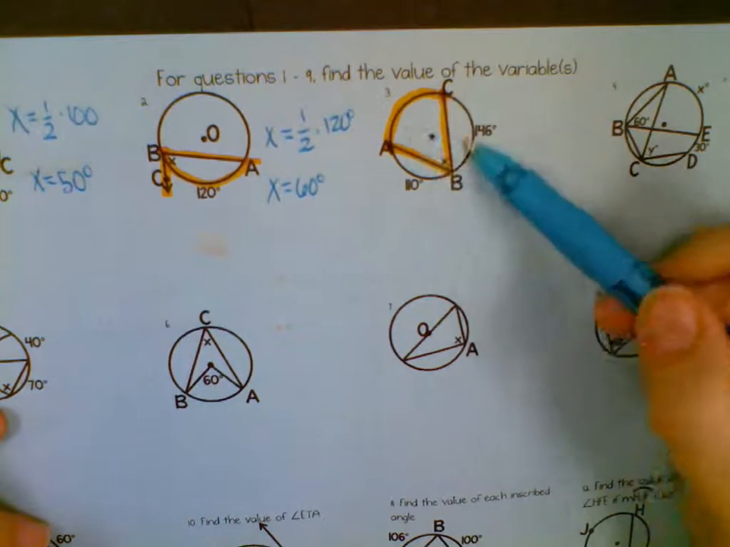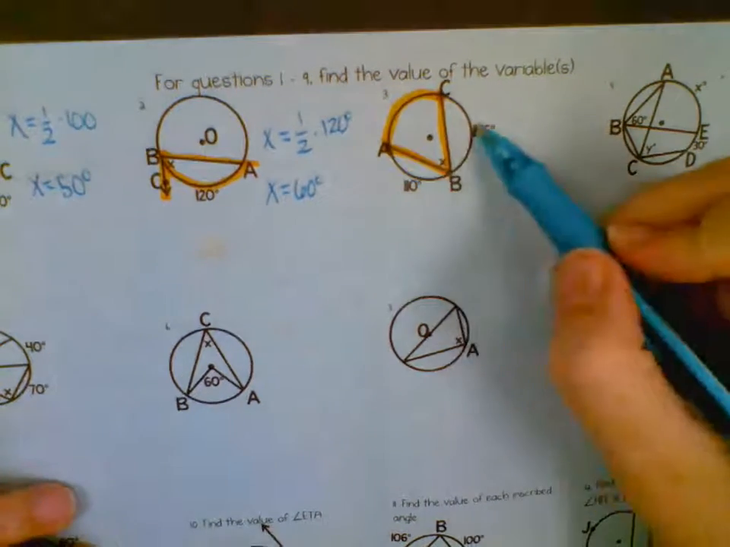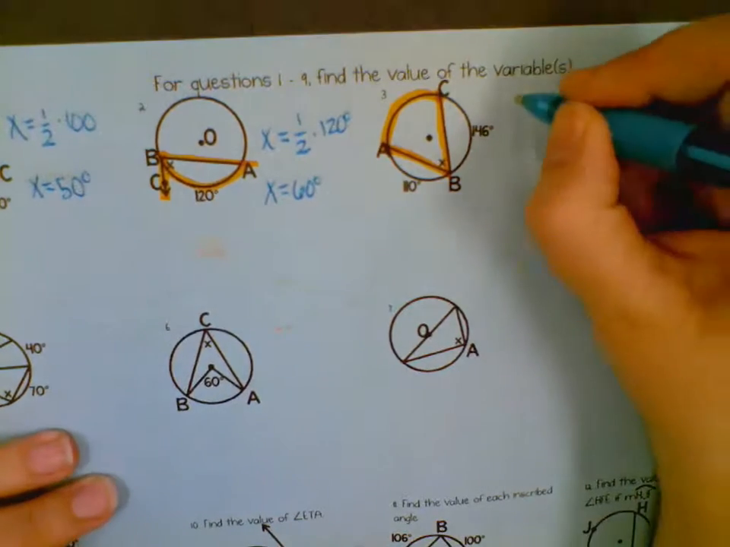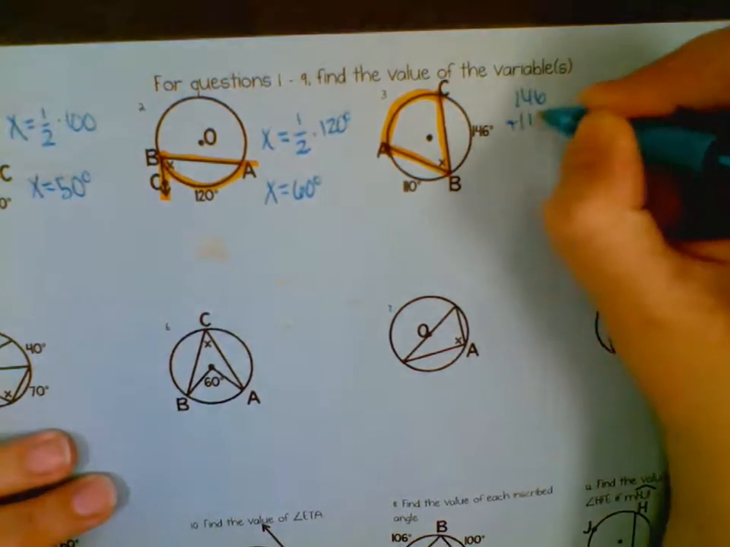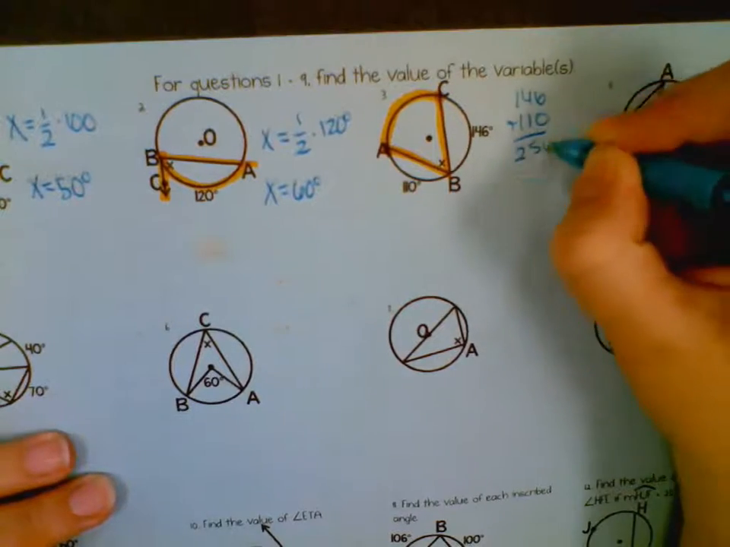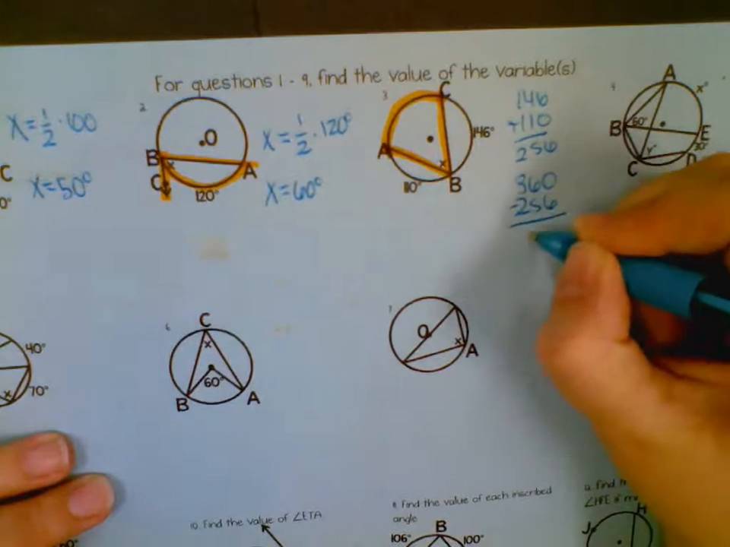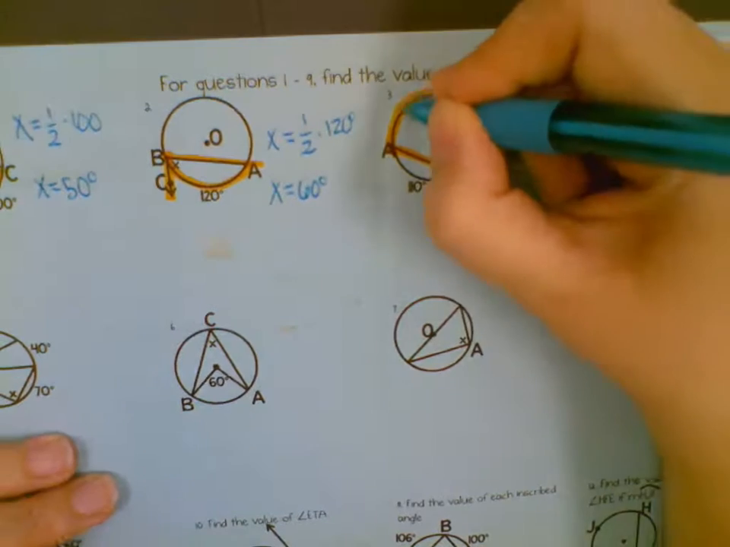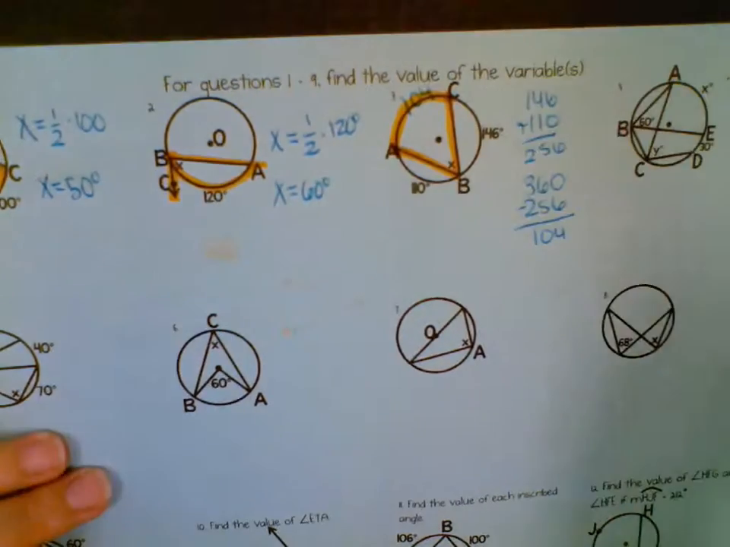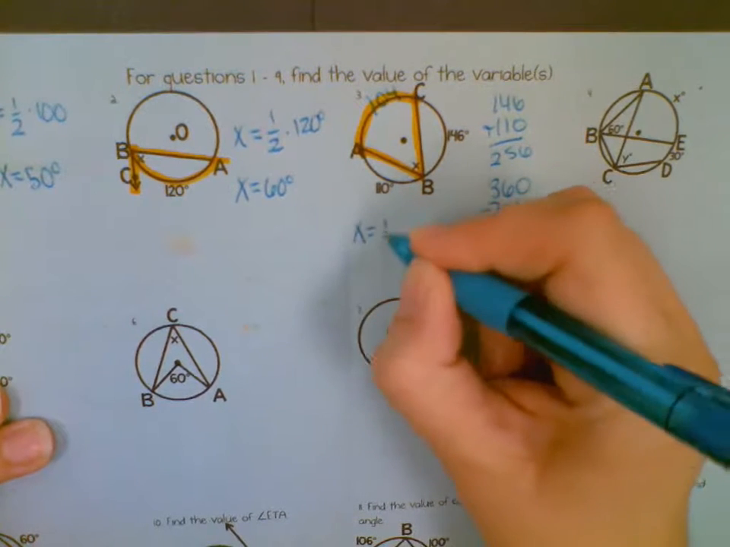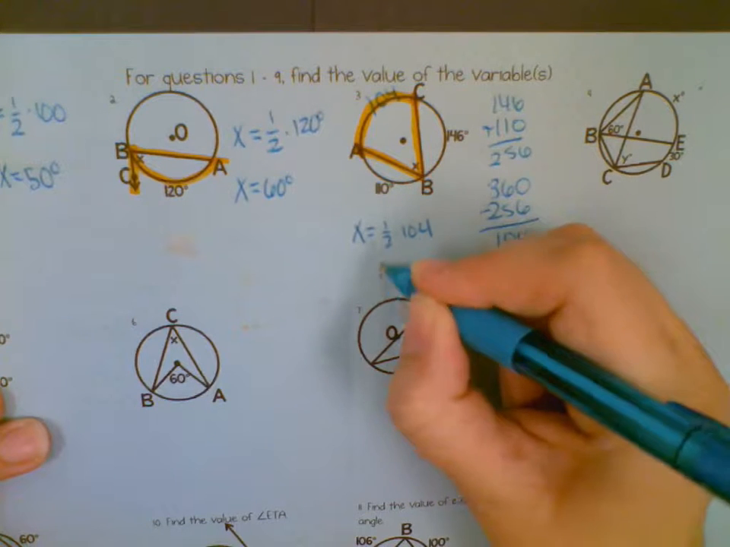Very good. The whole thing adds to equal 360. So if we subtracted those from 360, we would have arc AC. So 146 plus 110 is 256. 360 minus 256 is 104. So that means that this arc AC is 104. So to find x, x is half of 104, so x is 52.